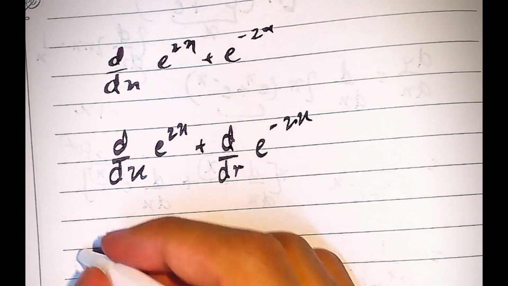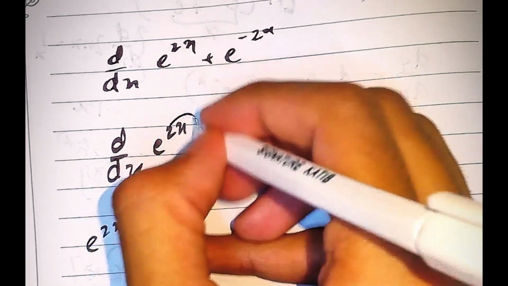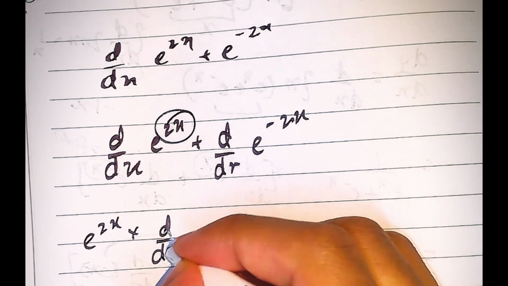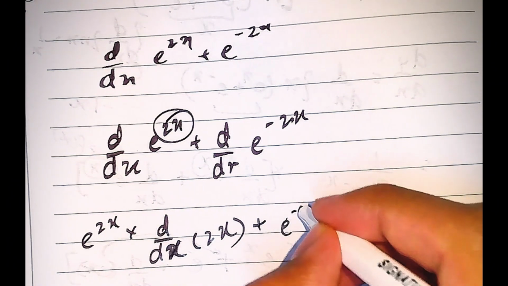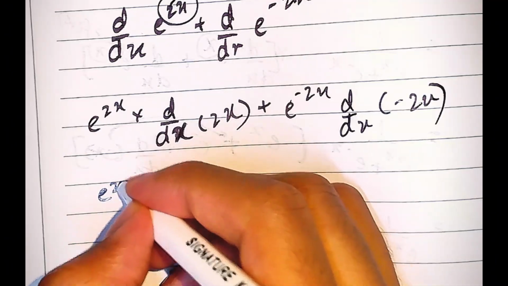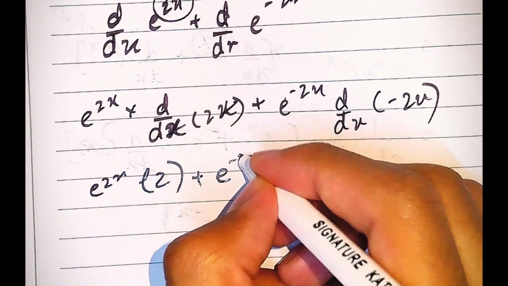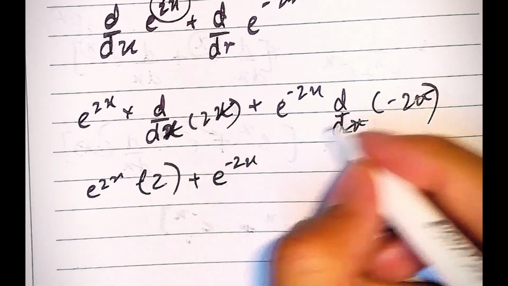So the derivative of e^(2x) would be e^(2x) multiplied by the derivative of the function. What is the function? This thing right over here, 2x. Plus this would be as it is, e^(-2x), and then the derivative of the function is -2x. So we have e^(2x), this x will be cancelled, but we are left with 2. Plus e^(-2x), this x will be again cancelled, and we are left with -2.